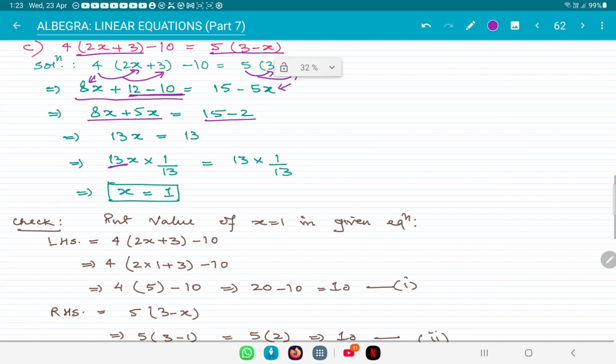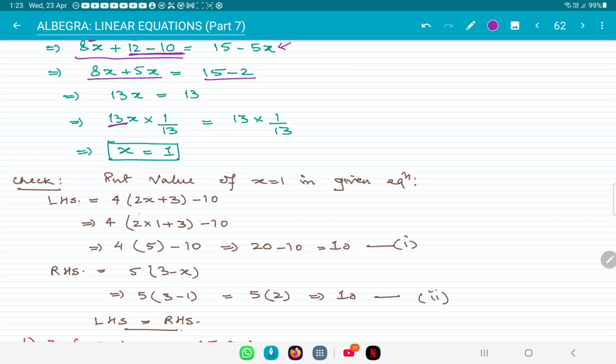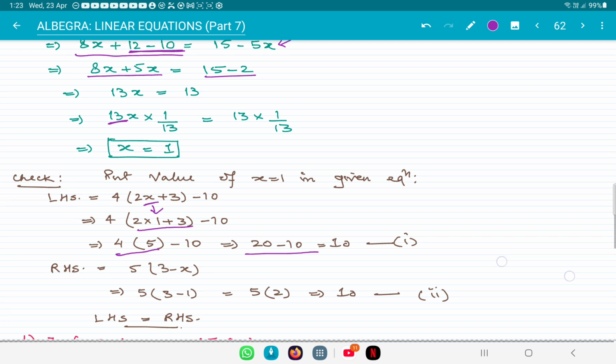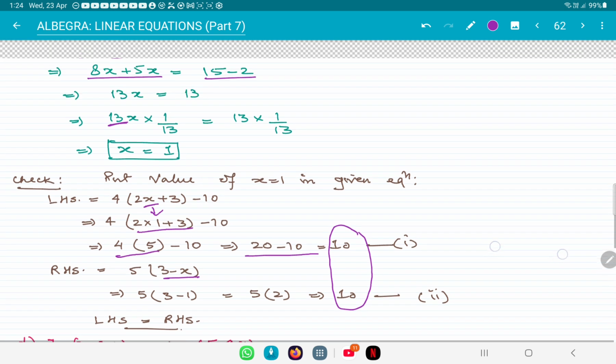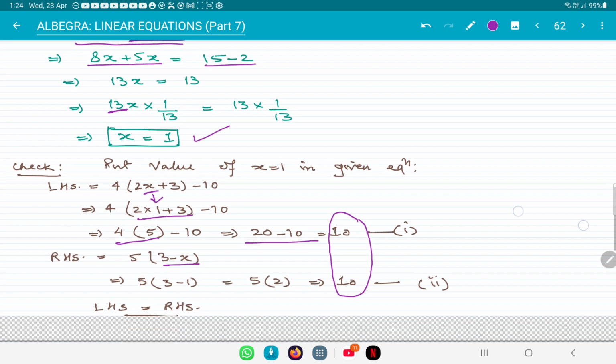Okay, for cross checking, first we will put x in the LHS. So instead of x, we are putting 1. So it will become 5. Now 4 multiplied by 5 is 20. 20 minus 10 is 10. Again, since here is the right hand side also, we have to put x = 1 in the right hand side also. So 3 minus 1 is 2, and 5 multiplied by 2 is 10. So here you are seeing that we are getting the same answer on left hand side as well as right hand side. So we can say that our answer is right.